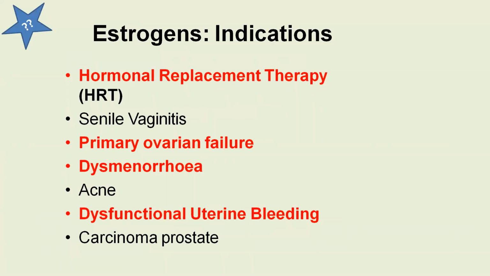Then coming to the indications of estrogens. See the indications which I have highlighted in red, these are important. Hormone replacement therapy, primary ovarian failure, dysmenorrhea, dysfunctional uterine bleeding. Then senile vaginitis, acne, carcinoma prostate are also other indications. Most important is hormone replacement therapy.